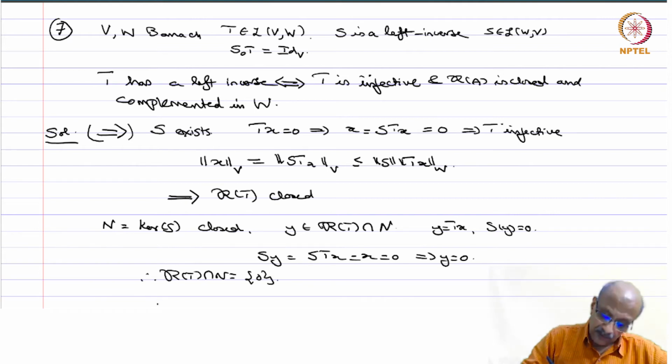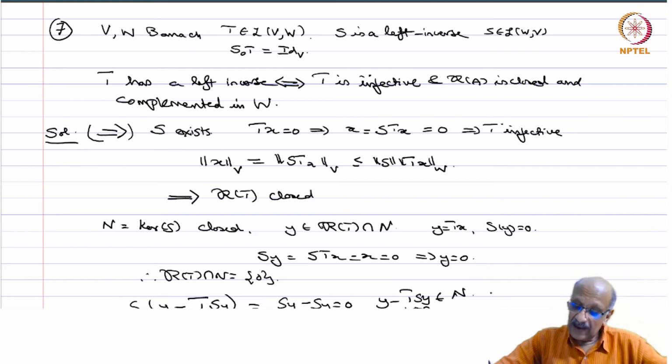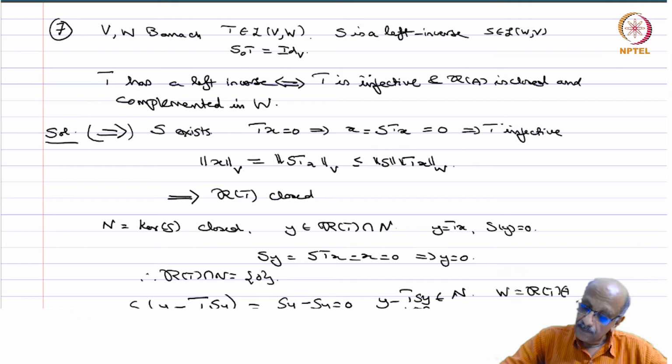Okay, now if you take y minus T of Sy and apply S to this, you get Sy minus ST, which is identity, times Sy, so this is 0, and therefore y minus T of Sy belongs to N. Okay, and Ty belongs to range of T, and therefore you have shown that W is range of T direct sum N. So it is complemented as well. Okay, so now for the converse.